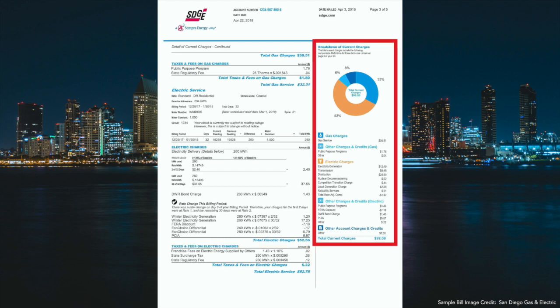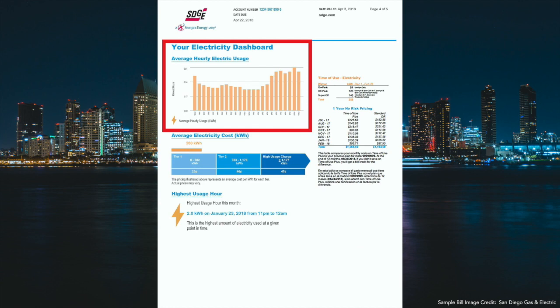It is also good to note that on the right-hand side of this page, you will find a breakdown of the total bill showing which of the charges come from electricity, gas, or other charges and credits. On the next section of the bill, you'll find your electricity dashboard. This dashboard will show a graphical illustration of your average hourly usage over the billing period. This can be helpful in determining whether or not a different rate plan can save you money.